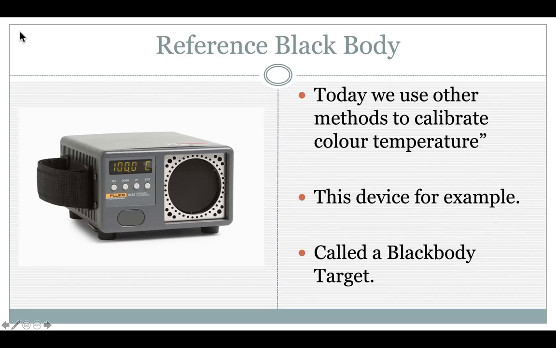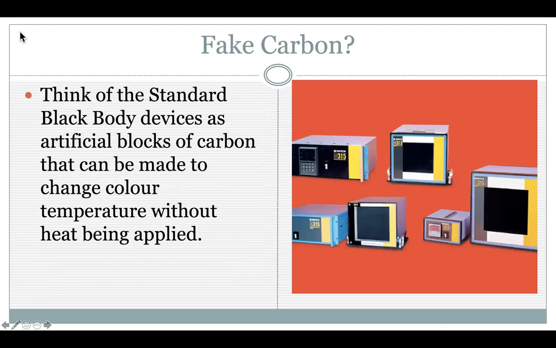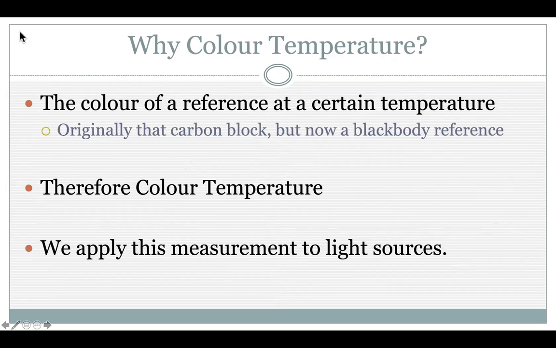Right now we use other methods, like I said, we use electronic devices. This piece of equipment is called a black body target, and it essentially replaces that piece of carbon. So that disc in the center that you see that's black can change colors to represent, and it's calibrated, of course, to represent different temperatures. So yeah, fake carbon. Why color temperature? Because it's the color of a reference at a certain temperature. It's really that simple. Heating up the carbon to a certain temperature makes the color change. So Kelvin dubbed it color temperature.